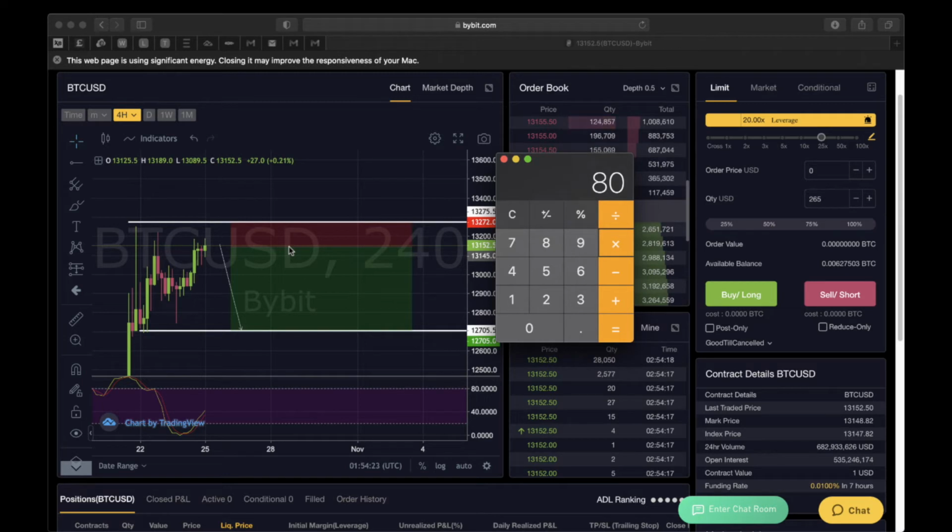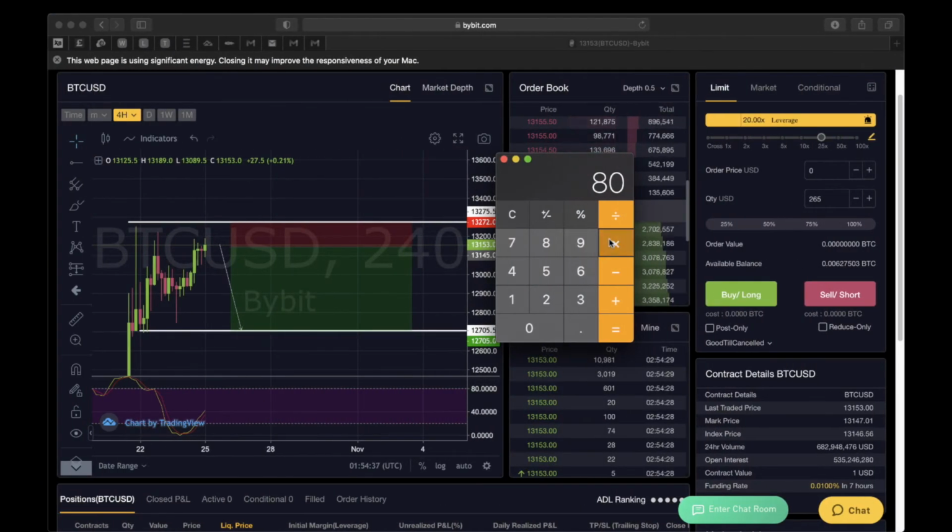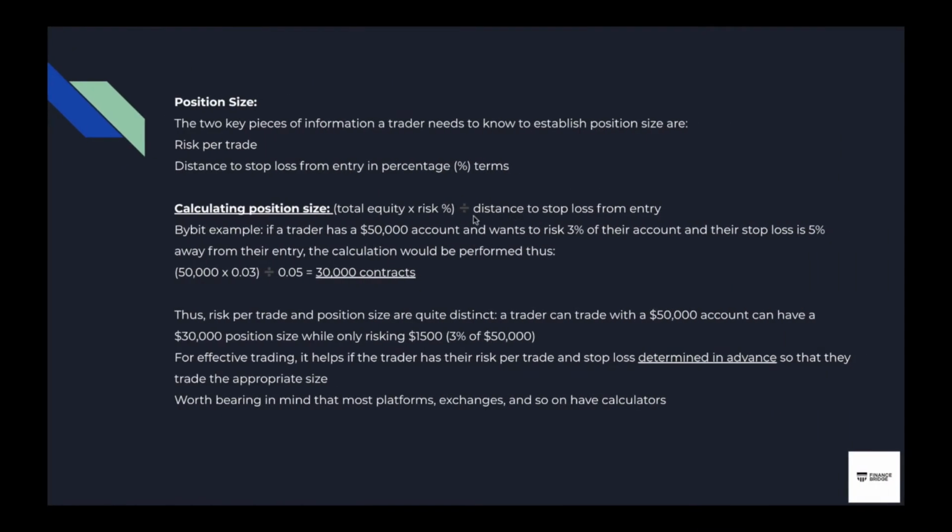So 5% is also 0.05, right? 5% is basically 5 divided by 100, which is 0.05. So that's 80 multiplied by 0.05, right? So this is my risk amount. I don't want to risk more than $4. So this total equity times risk has already given us $4, divided by the distance to stop loss from entry.